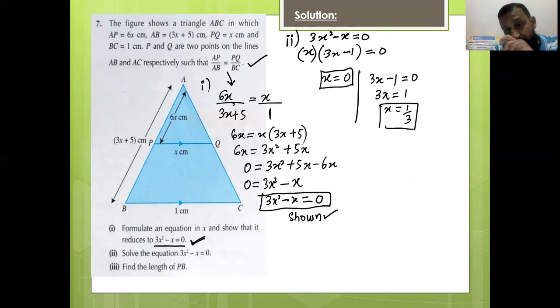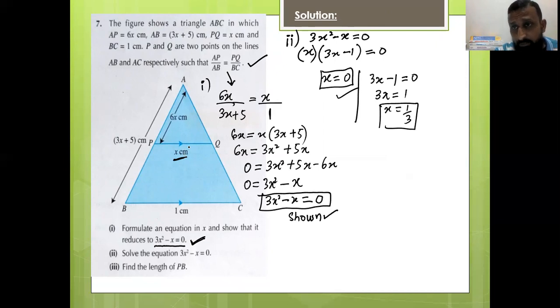Out of these two answers, one answer is valid, one answer is correct, and the other answer is incorrect. How can you conclude which answer is correct? Just see what x is in the given triangle. X is this side. The length PQ is representing x. Do you think x equals 0 makes sense over here? If I write 0 over here, can we have any side of a triangle equal to 0 centimeters?